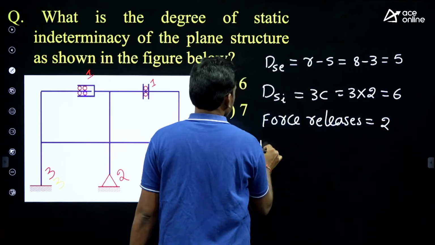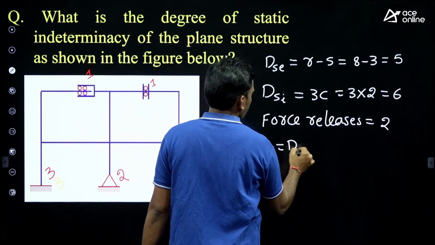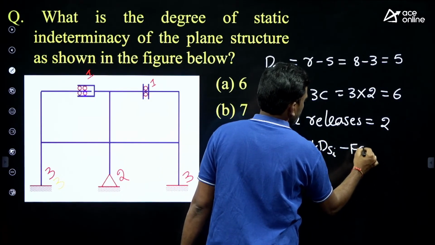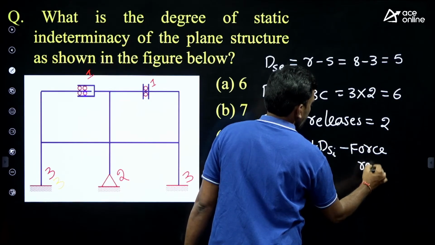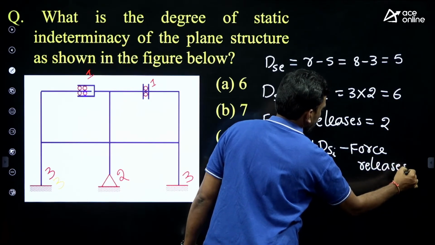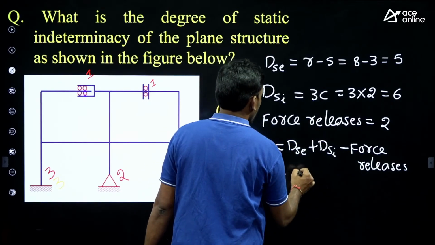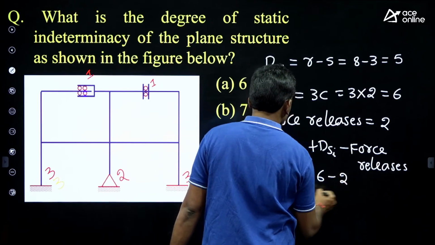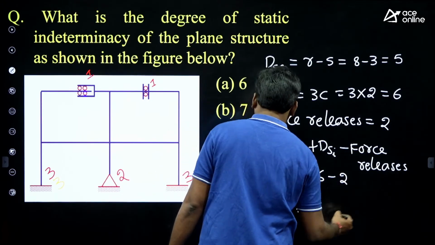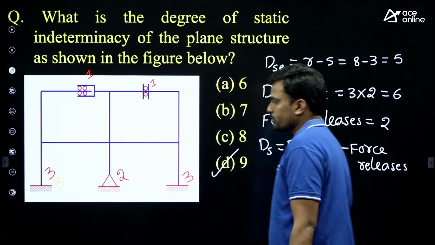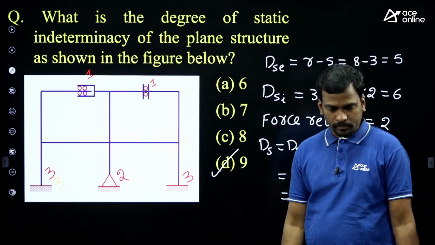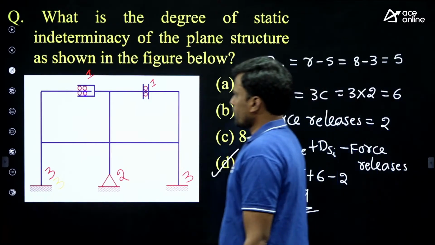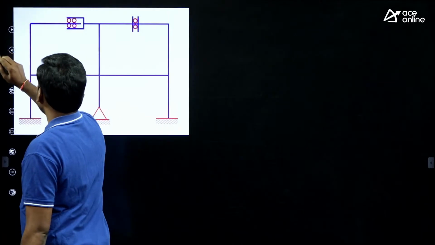Now what is the static indeterminacy formula? DSE plus DSI minus force releases. So DSE we got 5, DSI 6, and minus 2. Then it equals 9. Then option D is correct. Yes or no? Right. Now we'll see the next question.